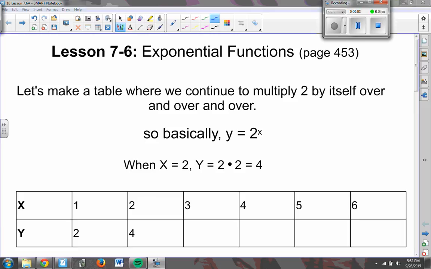All right, Algebra 1B students, welcome to part 1 of lesson 7-6. We're going to start looking tonight at exponential functions.